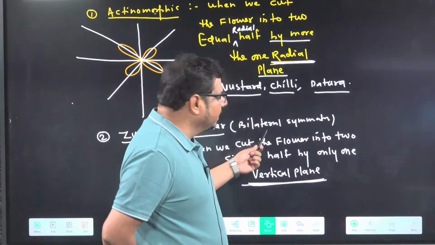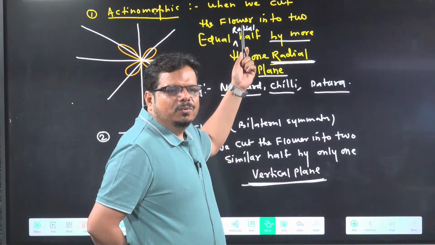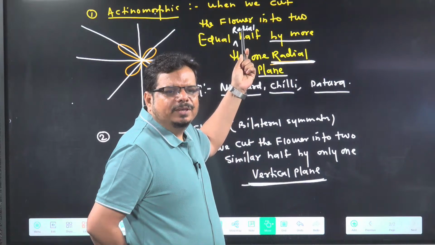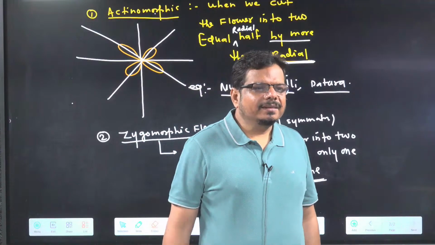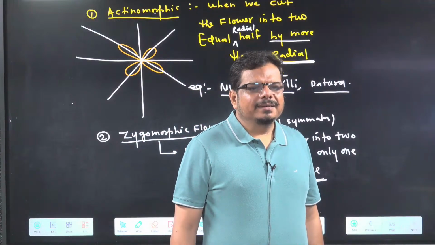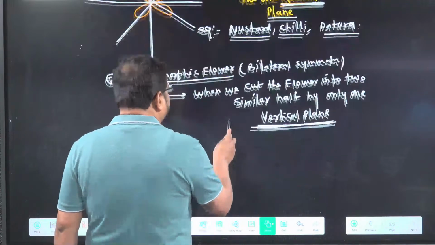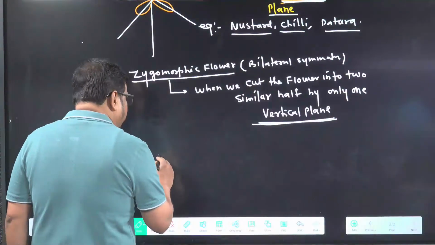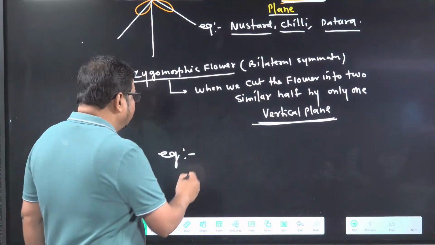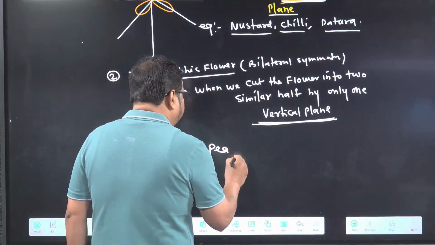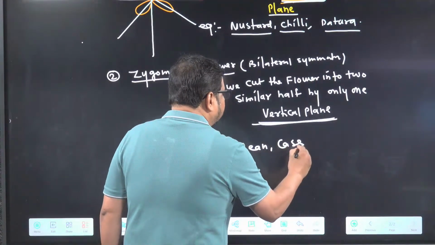Here, two similar halves in the vertical plane. Here, into two equal halves in which plane? Radial plane. Understanding the idea? Is it clear in the mind? Now I am just telling you the example of the zygomorphic flower. What example of zygomorphic flower is written in NCERT? Pea, bean, cassia, gulmohar.